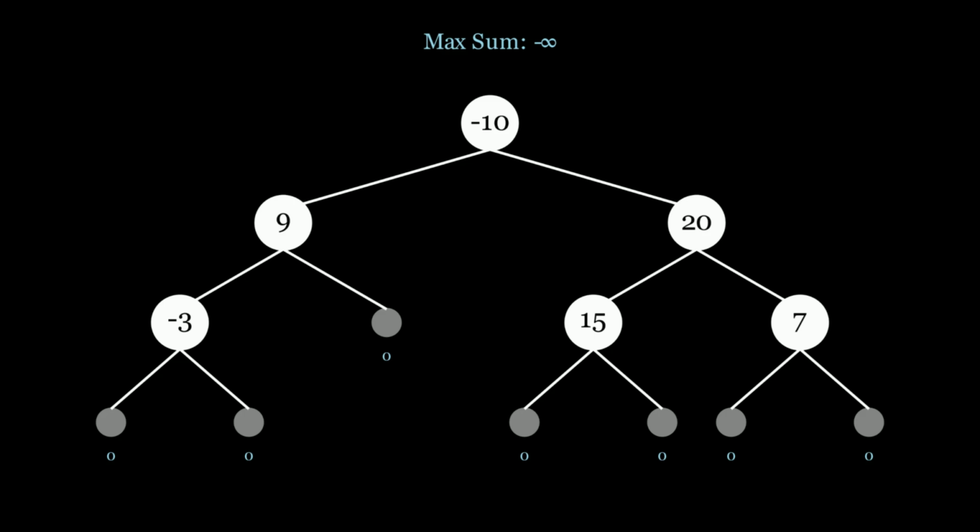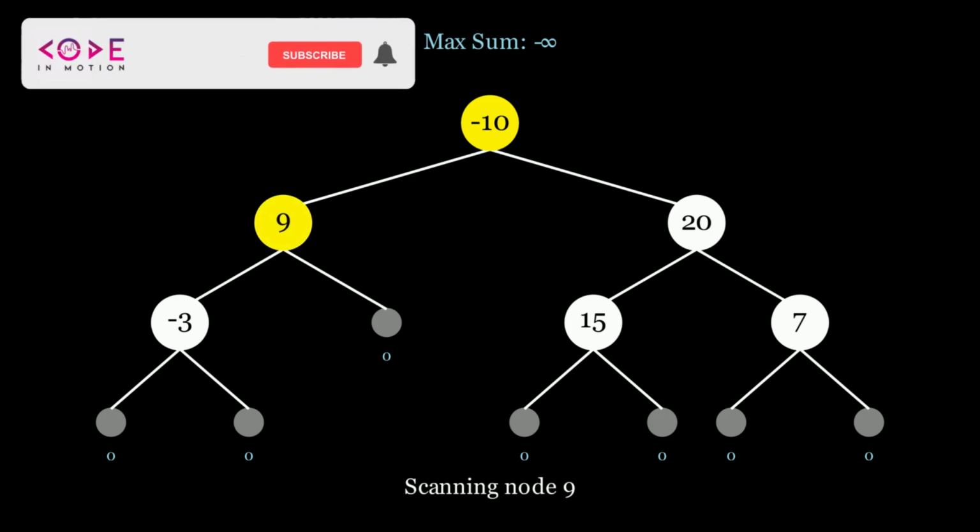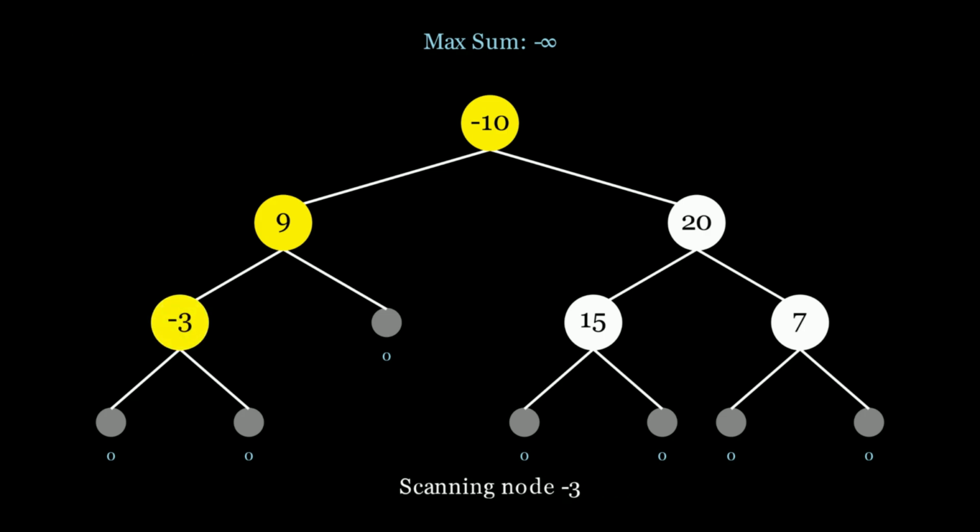All right, so let's start the main algorithm. I have a global max sum counter at the top over there in blue that we initialized to -infinity. And now we're going to start by scanning the node -10. And we need to calculate the left max path sum, right? So now I'm going to scan node 9. Once again, we need to calculate the left max path for node 9. So now we go to -3. And again, we need to calculate the left max path for -3.